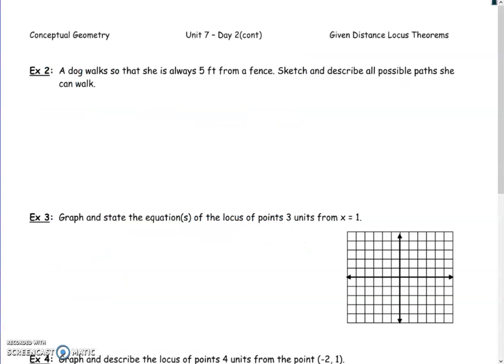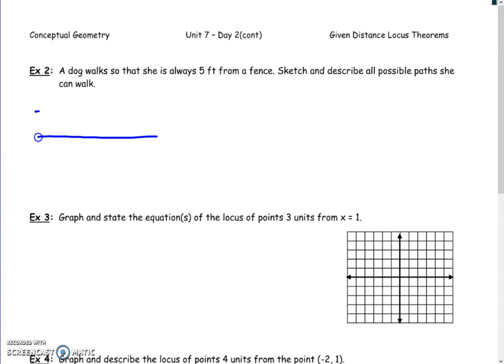Example 2, a dog walks so that she is always 5 feet from a fence. Sketch and describe all possible paths she can walk. So again, visualize you're looking down from up above. A fence would just be a line. As you look down on a fence, it looks like a line. And a dog walks so that she is always 5 feet.